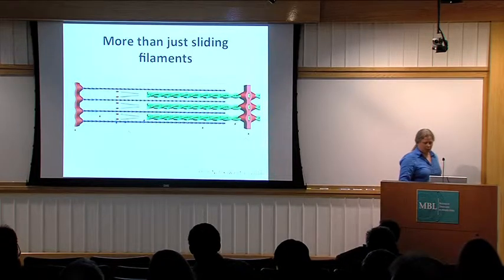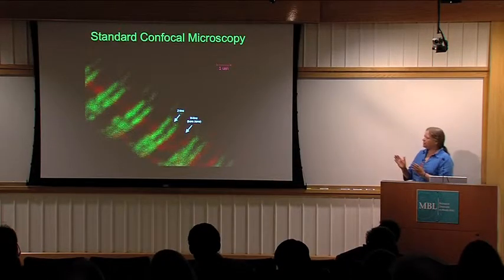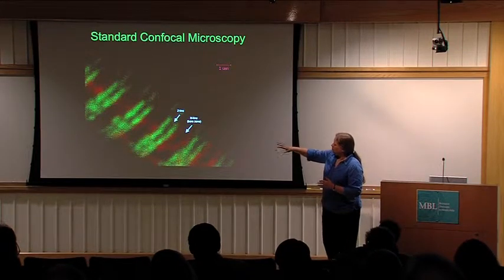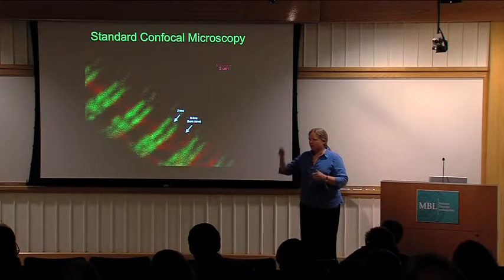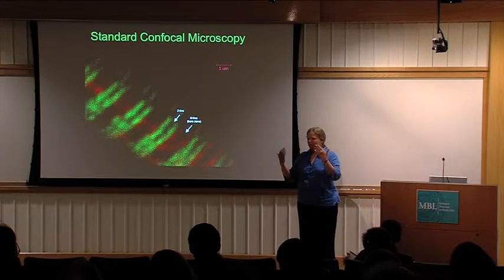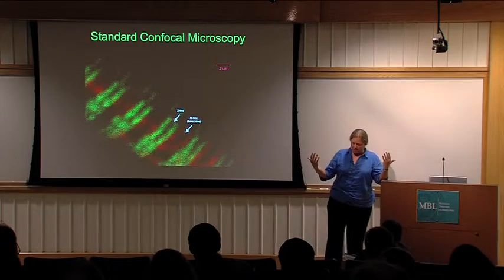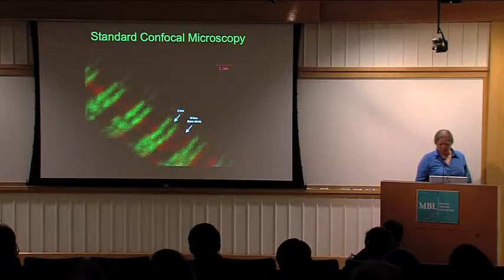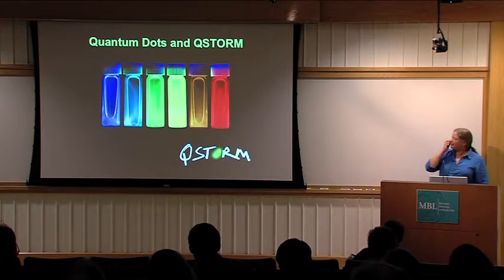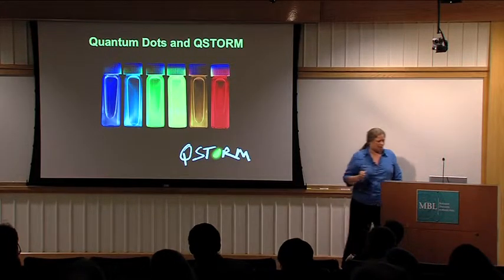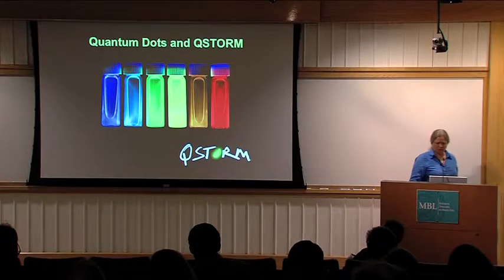So as I said, with standard confocal microscopy and immunohistochemistry, we can see quite a lot of this structure. But in order to really get down to, for example, labeling just that N2A section and seeing how it changes relative to Z disc positions and thick filaments, we really need more resolution than we can get from standard confocal microscopy. And this is where super resolution imaging and potentially using quantum dots for labeling comes in, and the collaboration with our QSTORM group.